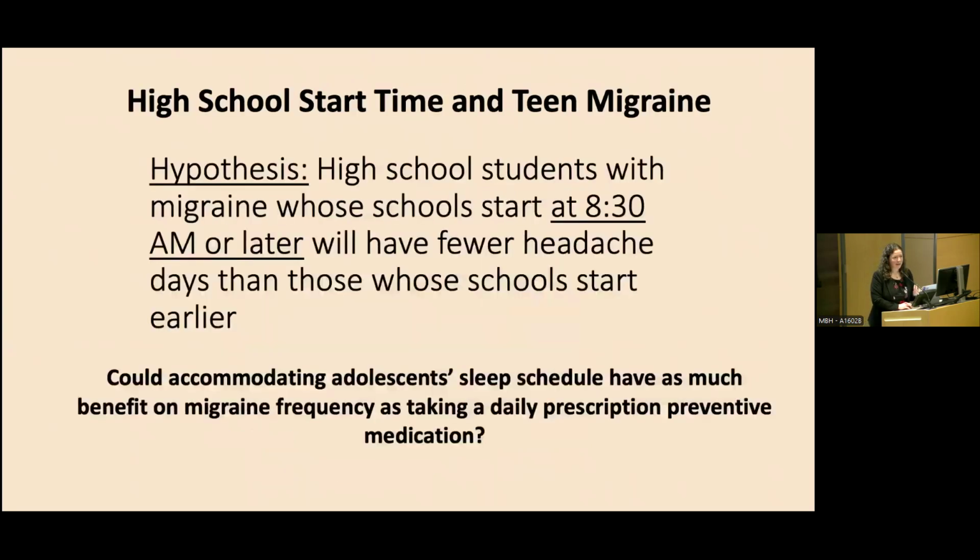So we wanted to look at, does this make a difference for kids with migraine? And our hypothesis was that those kids who attend a high school that follows AAP guidelines and starts at 8:30 or later will have fewer headache days than those whose schools start earlier. It was sort of the underlying question of, could this help as much as starting a preventive medication helps? And just to give you a little bit of context, in a randomized placebo-controlled trial, whether it's in the kids or adults, usually the mean difference in headache days between the active arm and the placebo arm is about 1.5 days per month. So that's sort of the effect size that you see typically in trials.